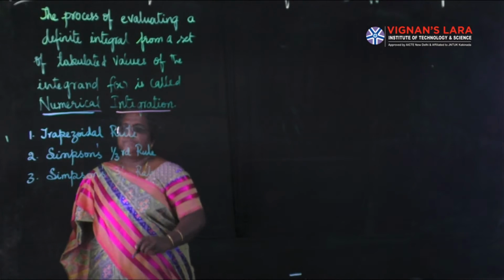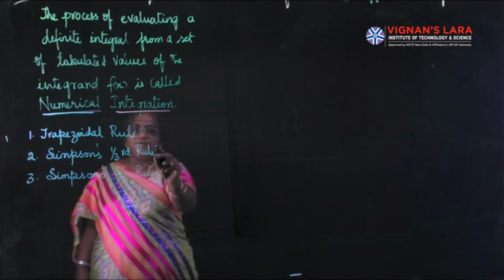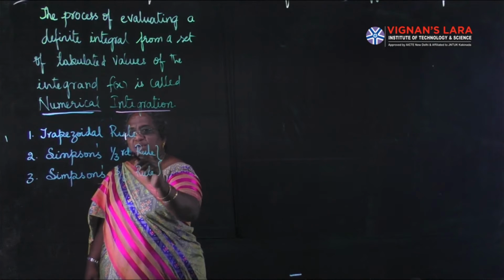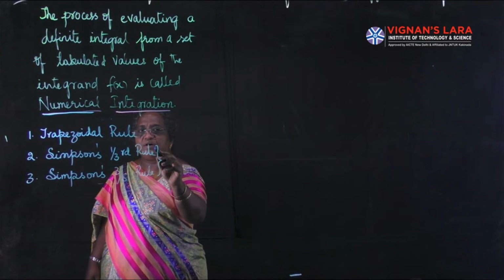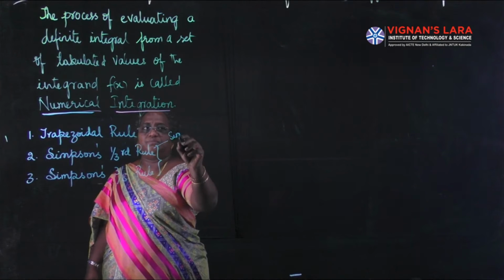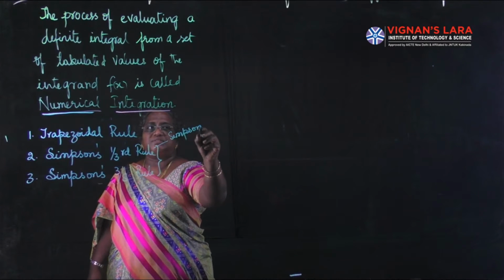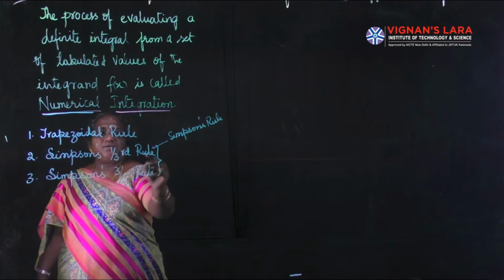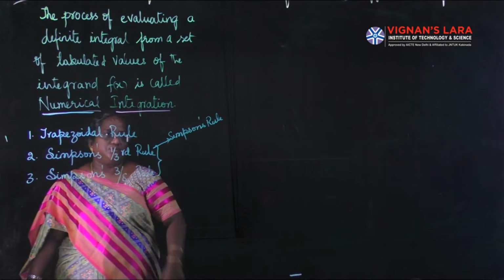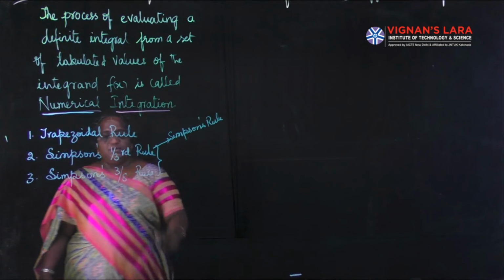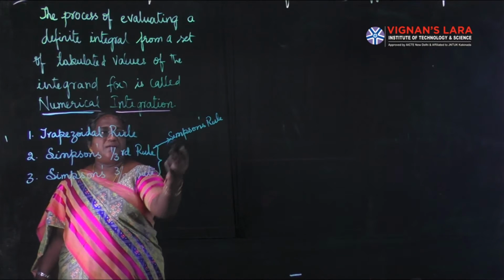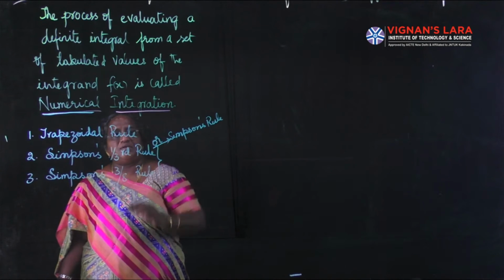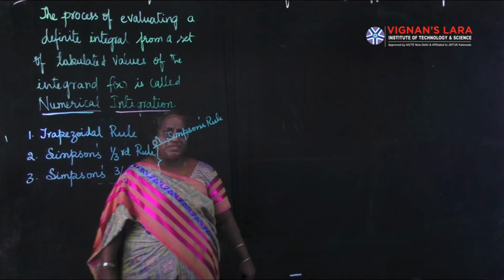Sometimes these two together can be called Simpson's rules, or simply Simpson's one-third rule is also called Simpson's rule. Simply we can call it that, but Simpson's 3/8 cannot be called Simpson's rule. Simpson's rule or Simpson's one-third rule mean the same. That is the other name.